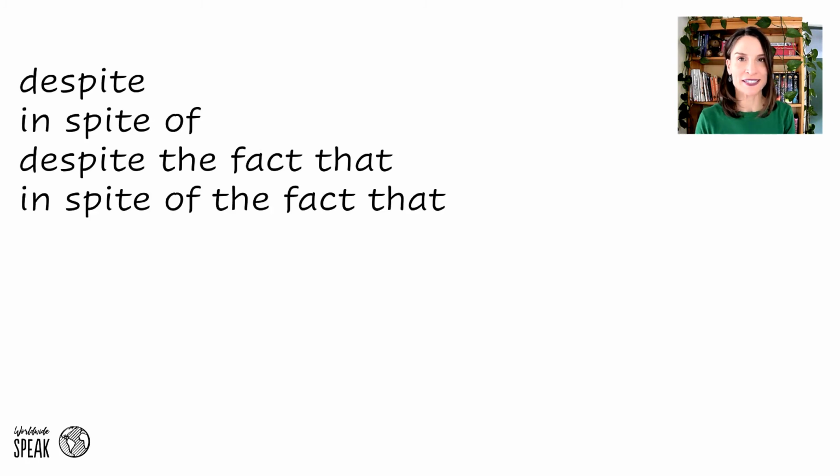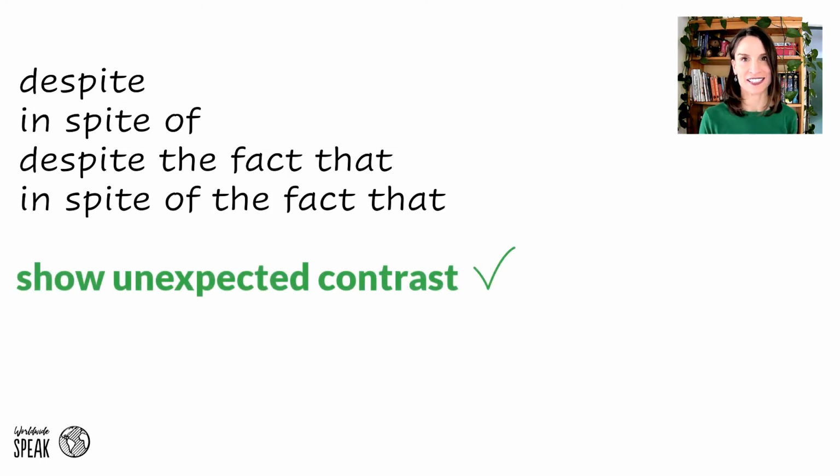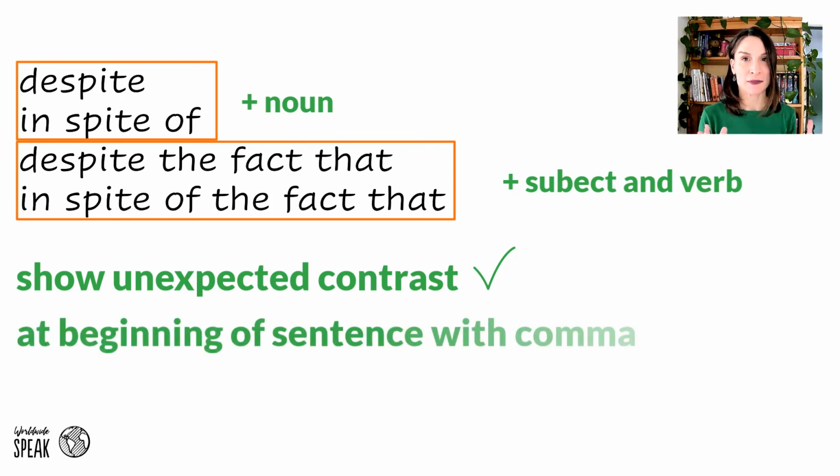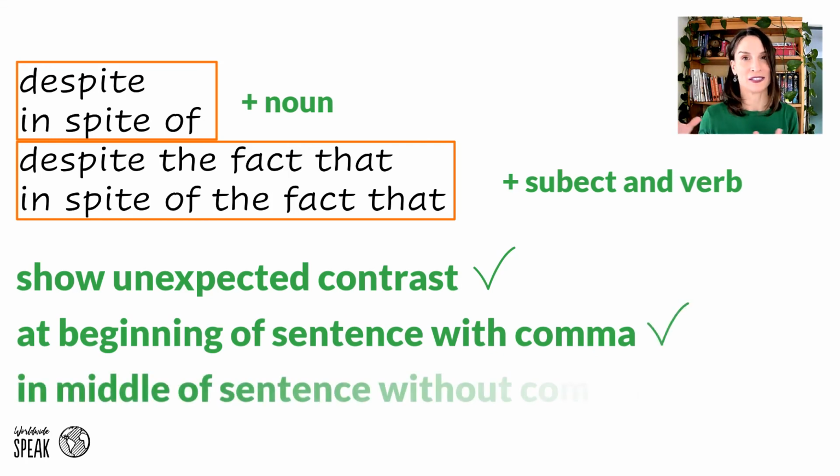So to review, we have 4 different phrases. We have despite, in spite of, despite the fact that, and in spite of the fact that. All of them show an unexpected contrast in ideas. From this group, we have 2 different grammatical patterns. Despite, in spite of, those go in front of a noun. Despite the fact that, in spite of the fact that, those go in front of a subject and verb. We can use these at the beginning of the sentence with a comma, or in the middle to begin the second part of the sentence without a comma.